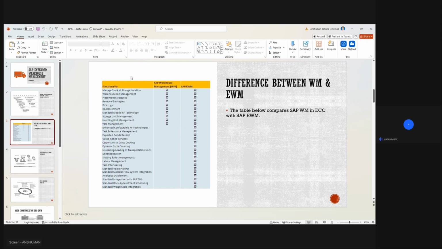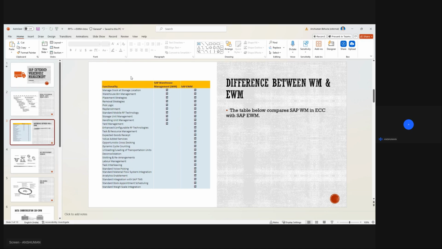So there are certain strategies. They will automatically trigger while you are receiving an item. Same thing for the removal. Let's say you are removing some product: how you should remove it and where you should remove it from, there will be a strategy. The strategy will be defined at the start, when you are implementing your SAP warehouse solution, and it will work while you are removing stock. It will automatically work for that.